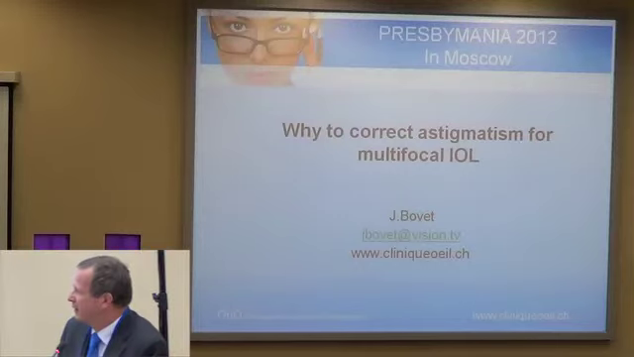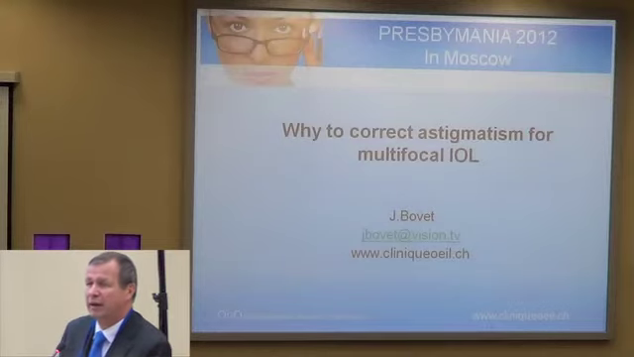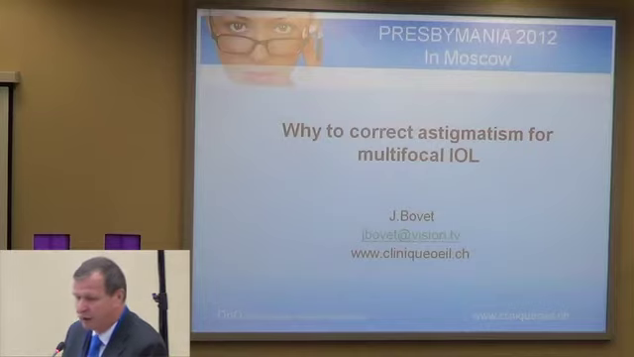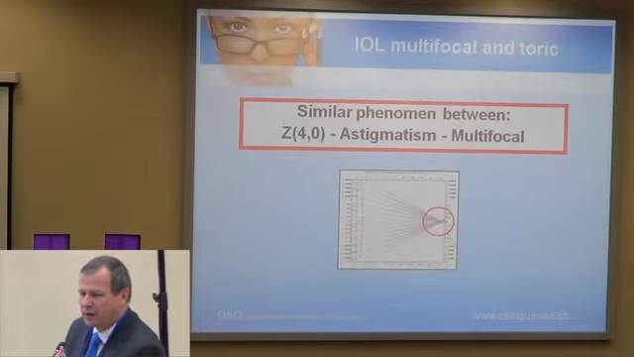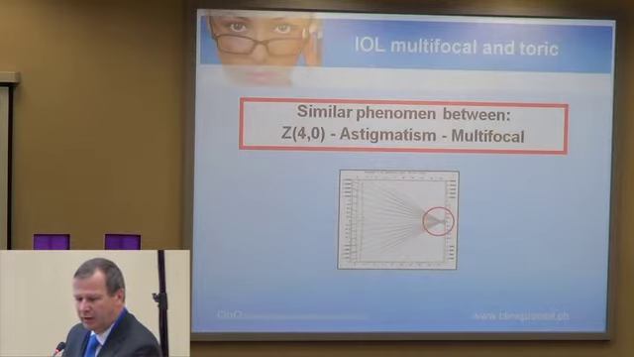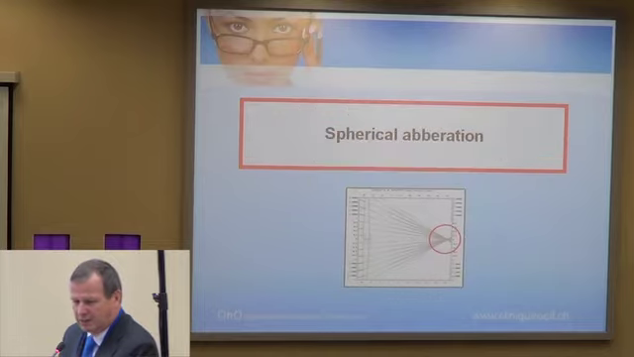Like Damien and everybody say, it's very important to correct the astigmatism when you do anything, and when you put a multifocal, it's very important. So I will explain to you why. I am a Bausch & Lomb consultant, and I'm a consultant from Ono. There are some very similarities between Z4, astigmatism and multifocal, and I will explain to you.